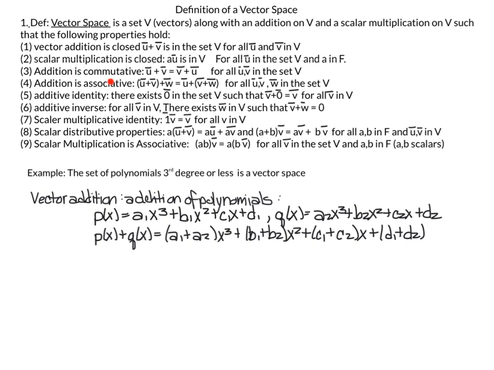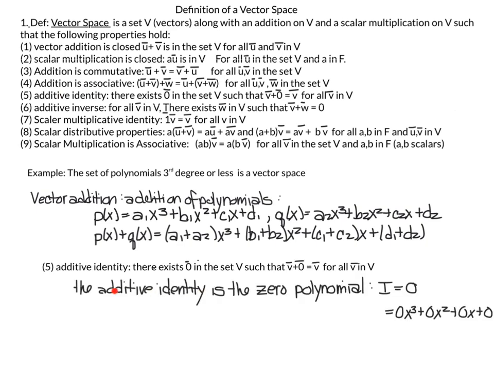You could do something similar for associativity. For the additive identity, we will consider the zero polynomial. That is, let's just label it I, for identity, equals 0. If you want to make it look more like a polynomial of degree 3 or less, if it makes you feel better, you can write it as 0x cubed plus 0x squared plus 0x plus 0. Then for any other polynomial, p of x plus I is just going to give you back p of x.